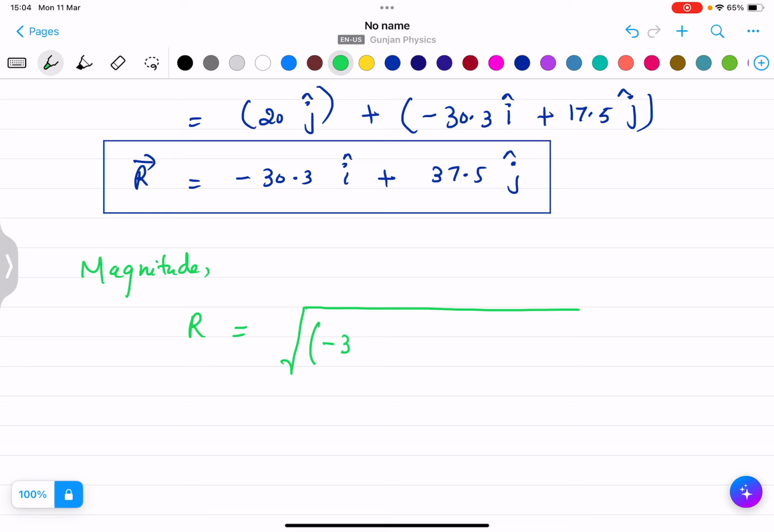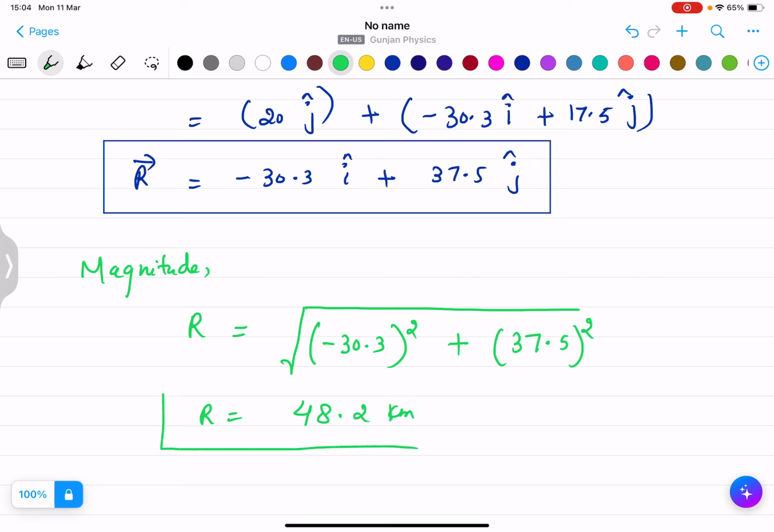So what is the component of x? This is the component of x, plus y square. So if I am calculating it, I am getting 48.2 kilometers. This is my resultant magnitude.